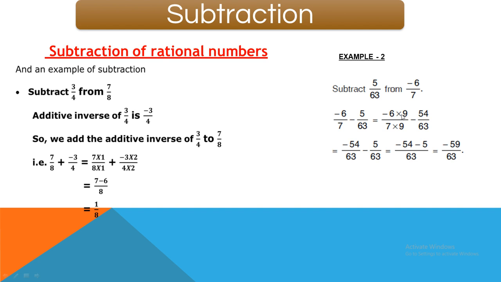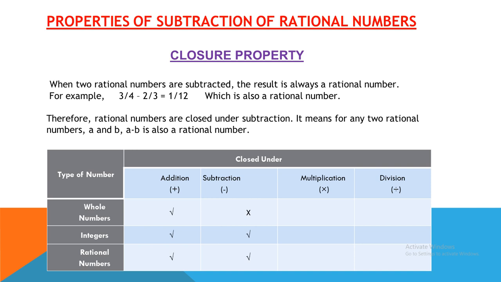So we choose the number 9, we multiply numerator and denominator by 9, we get minus 54 upon 63, minus 5 upon 63. If the denominator is the same, just simply solve for numerators. Minus 54 minus 5. Negative and negative are always added with a negative sign. So you will get minus 59 upon 63. This is the way we subtract rational numbers.